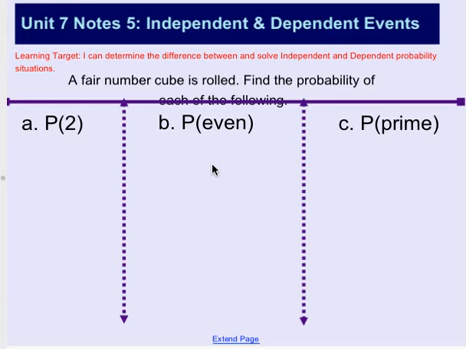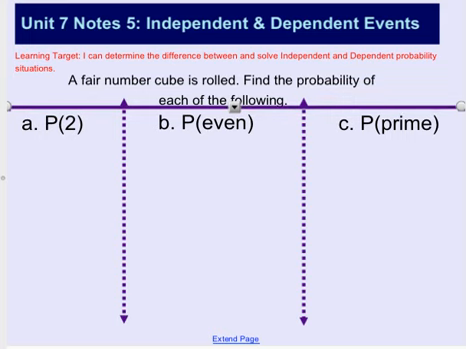A fair number cube is rolled. Find the probability of each of the following. When I look at this, a fair number cube is a fair number cube. So the probability of a 2 is 1 out of 6, which is 0.167.